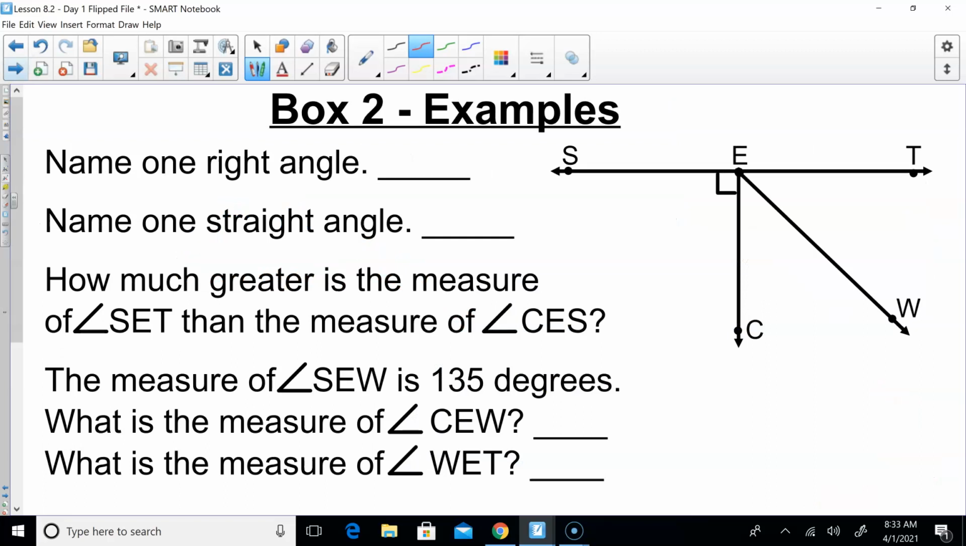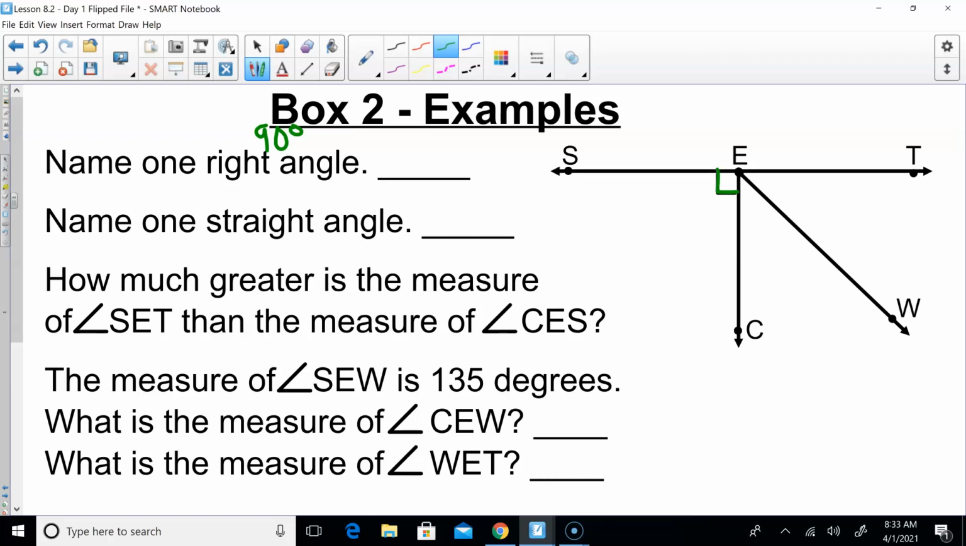And right now we're taking our skill and knowledge and we're going to apply it to a picture or a drawing. So right now it says name one right angle. We think, what do we know about right angles? Well, right angles are 90 degrees. If I look at this drawing right here, where do I see 90 degrees? Well, I see this little square right here that tells me this is a 90-degree measurement.